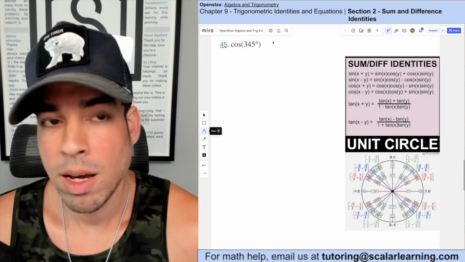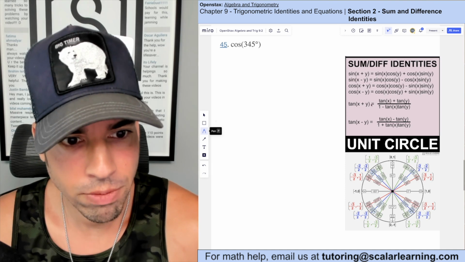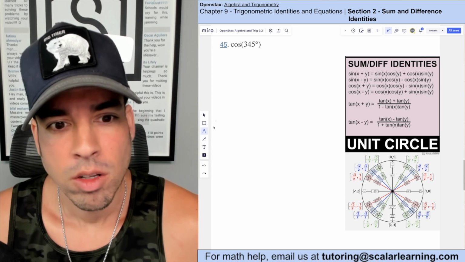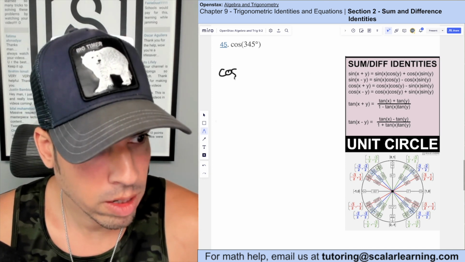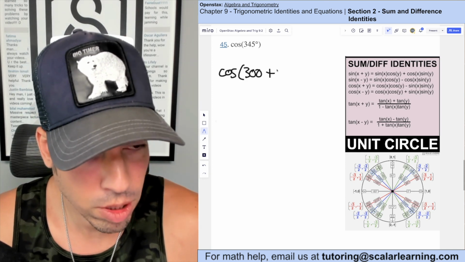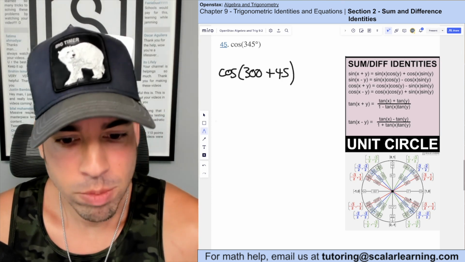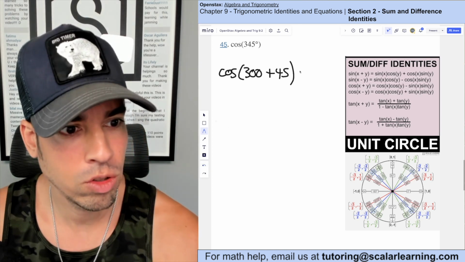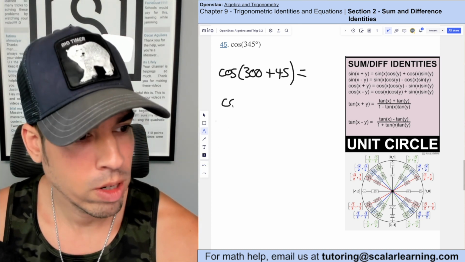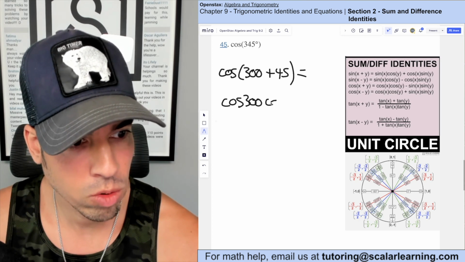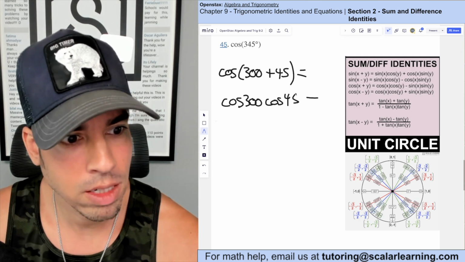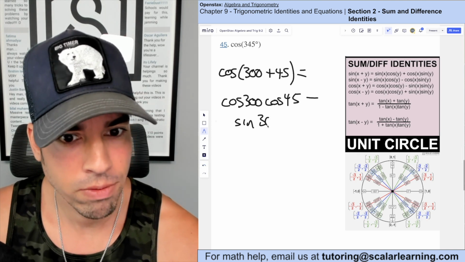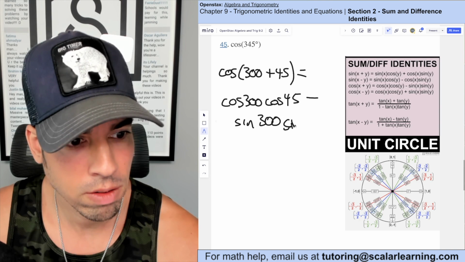Done. So for this one, I'm going to use the summation formula and I'm going to make it into 300 plus 45. Now, I'm choosing these values because 300 and 45, they're both on the unit circle. So now let's use this nice formula. So first we have cosine of the first argument times cosine of the second argument minus, okay, for the sum formula, it's minus sine of the first argument times sine of the second argument.